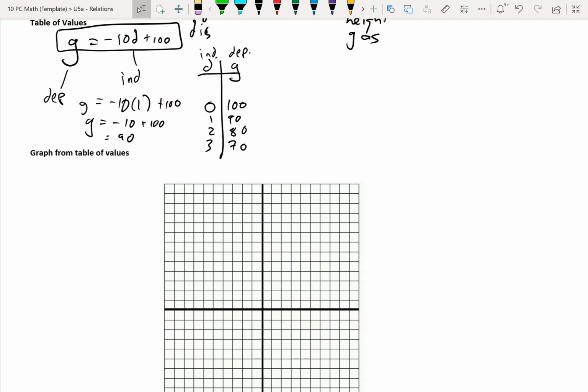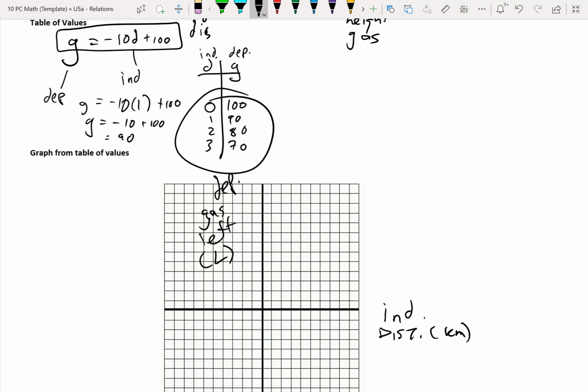So let's make our graph. The independent variable is always going to go here, and the dependent variable is always going to go here. So our independent variable was the distance, and our dependent variable was the gas left. Make sure you use units, so it's liters, kilometers, whatever the question says. So now we can put these onto our graph. Each pair is a point on our graph.